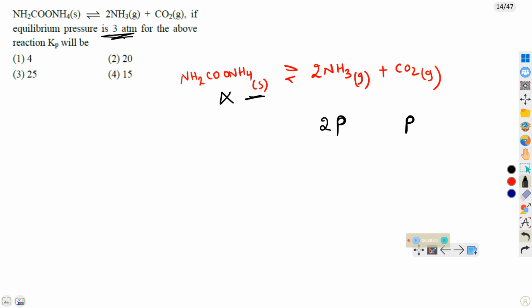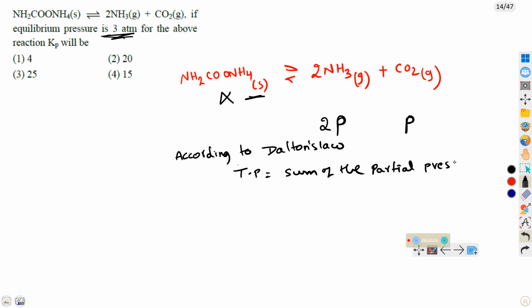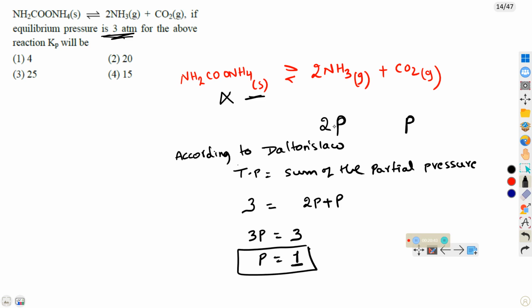Given equilibrium pressure is 3 atmosphere, so according to Dalton's law, total pressure is equal to the sum of the partial pressures. Total pressure, equilibrium pressure is given as 3. 3 is equal to 2p plus p. 3p is equal to 3. p is equal to 1. Substitute p value in the above equation. Then pressure of NH3 is equal to 2 and pressure of CO2 is equal to 1.